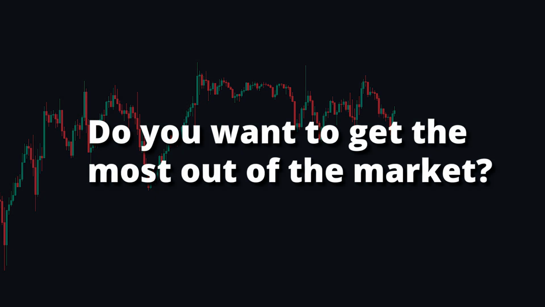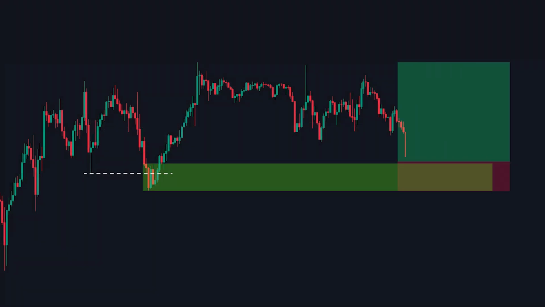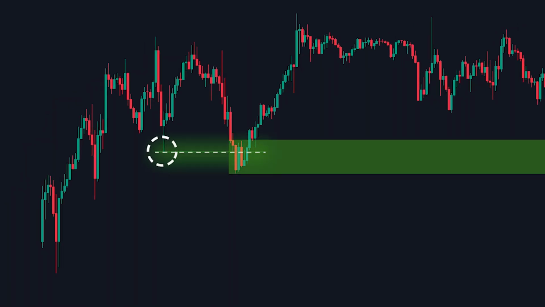Do you want to get the most out of the market? Find zones where price will very likely change direction. Zones that will protect your stop loss and give you good profit? In this video, I'll show you the most accurate method for finding supply and demand zones based on removed liquidity.